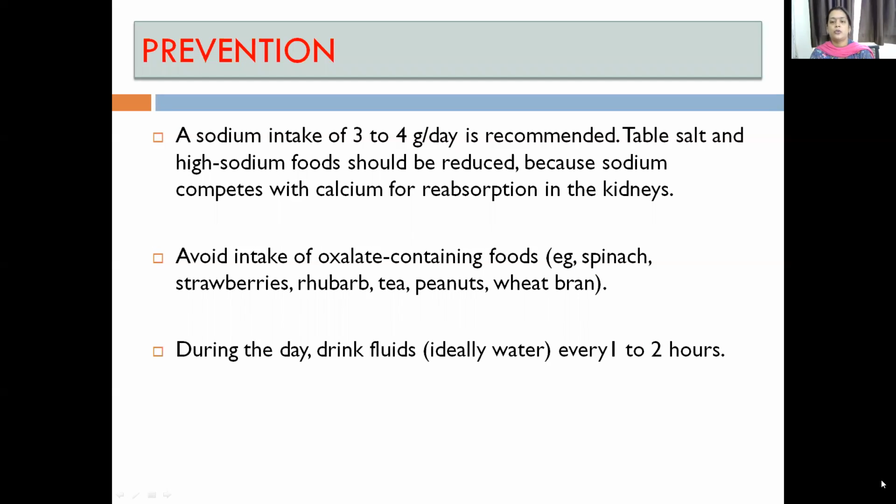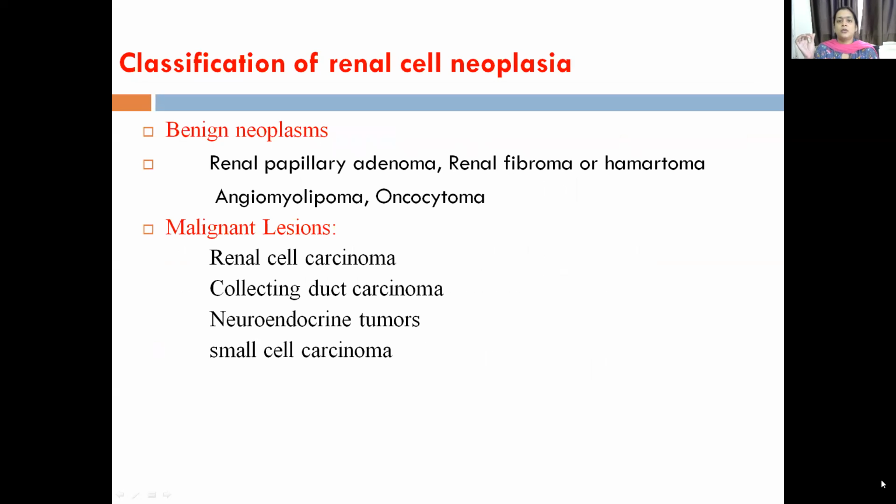So how do you prevent this? You can take 3 to 4 grams of sodium, okay? But table salt and high sodium foods should be reduced because sodium competes with calcium for absorption in the kidneys. Avoid intake of oxalate containing foods. During the day, drink fluids every 1 or 2 hours. Remember, increased water intake or increased fluid intake will reduce most of the infections because urine is not getting concentrated. So that is about the hydronephrosis and the nephrolithiasis.